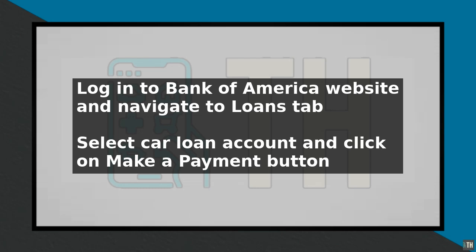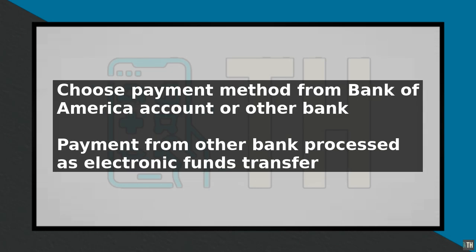Alternatively, you can make a payment by phone by calling the Bank of America customer service number. You will need to have your account number and payment information ready. You can also make a payment by mail by sending a check to the address listed on your loan documents.